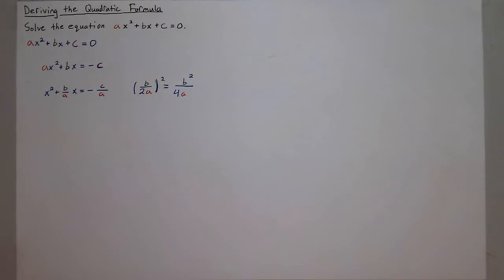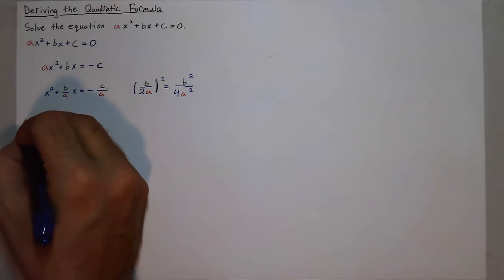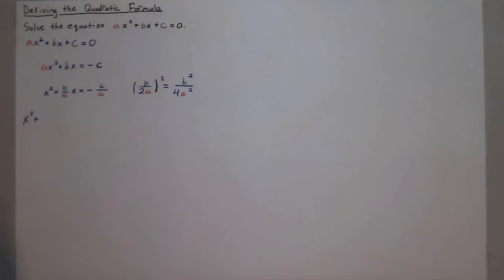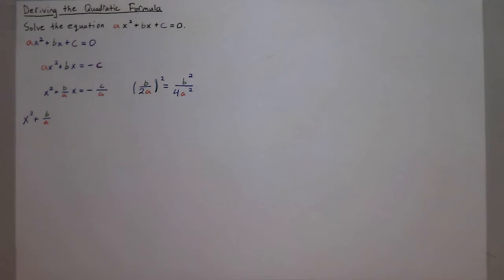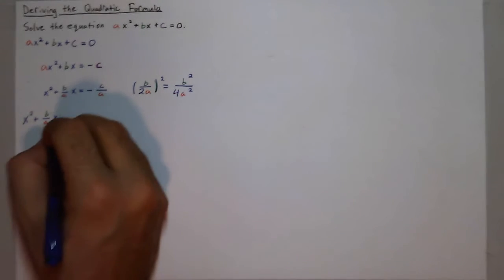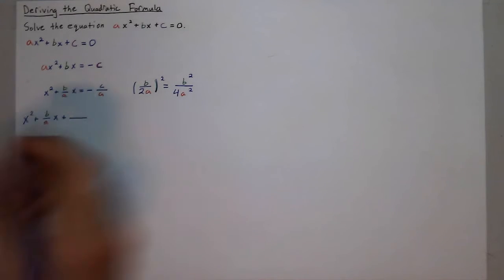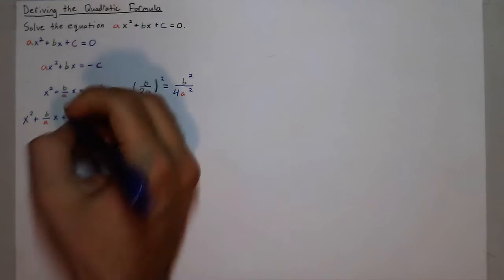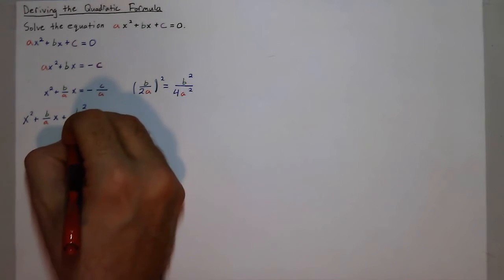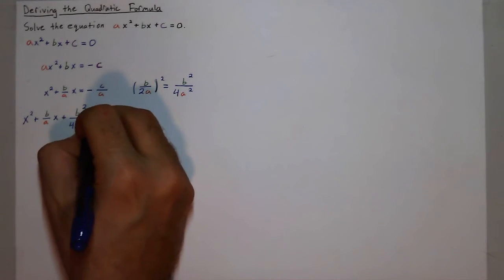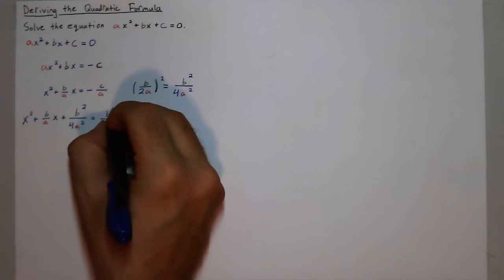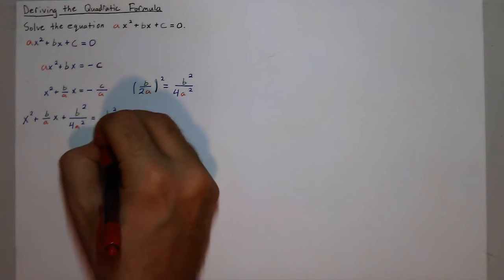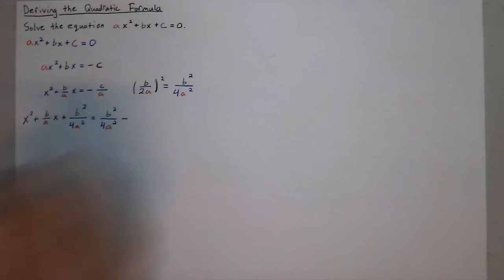So I'm going to add that to both sides of the equation, which leaves me with x squared plus b over a x, and then plus this expression, plus b squared over 4a squared, is equal to, I'll even put it first, b squared over 4a squared minus c over a.